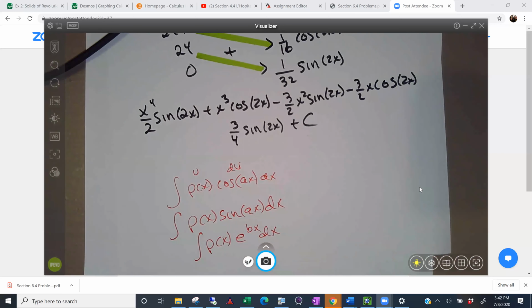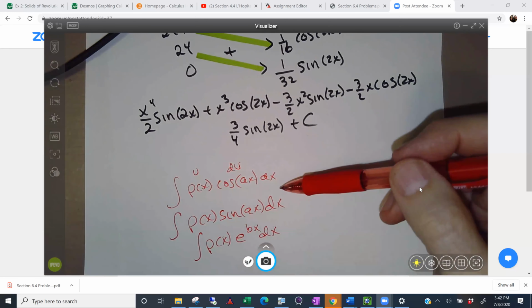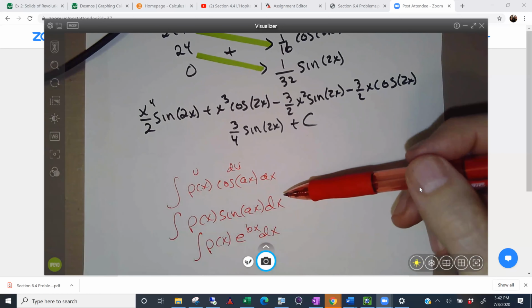Can you use it for other things? Yeah, absolutely. I've had students in the past get really creative with the table method and apply it in ways that surprise me, to be quite frank.